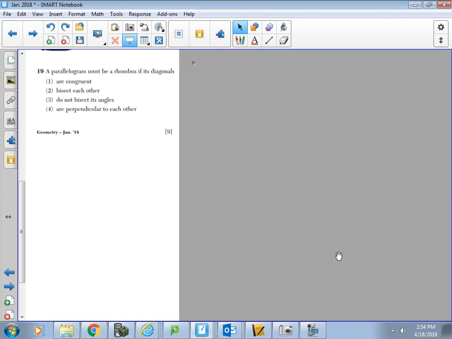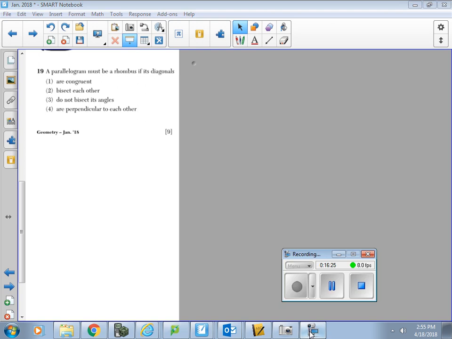All right, problem number 19. It says a parallelogram must be a rhombus if its diagonals are blank. Now, one thing I will say is that they often ask you about parallelograms and knowing about the diagonals, because the diagonals of a rhombus have different properties than the diagonals of a rectangle, okay? And for some reason, I've seen that a lot. You have to know about the diagonals.